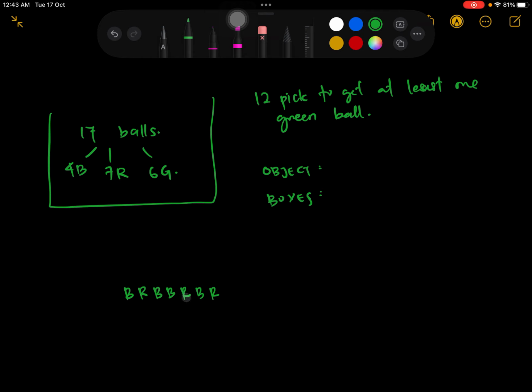Tapi takkanlah selama-lamanya tak dapat bola hijau, betul tak? Kan? Kalau you terus ambil lagi. Ni masih lagi bad luck, dapat red pula. Ada banyak berapa biji lagi bola merah? 1, 2, 3, 4, 5, 6, 7. Okay. Dah berapa kali dah ni? 1, 2, 3, 4, 5, 6, 7, 8, 9, 10, 11. So kiranya ini dah bola yang ke-11. Dah bola yang ke-11 you keluarkan. Kalau you ambil bola yang ke-12, agak-agak bola apa yang keluar?